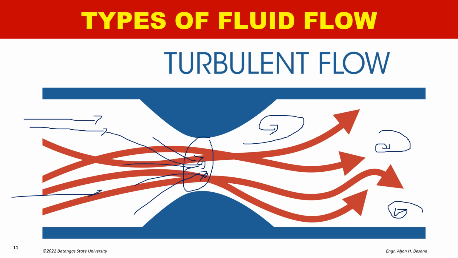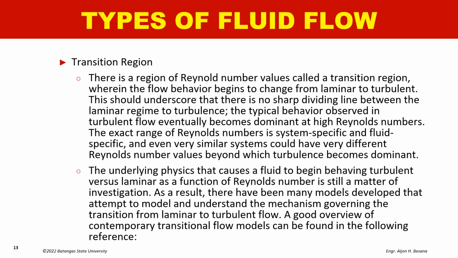And of course, on this part, there is a part where the change happens. All of this change happens at a certain point, and that is what we call the transition region. There is a region of Reynolds number values called the transition region, wherein the flow behavior begins to change from laminar to turbulent. This should underscore that there is no sharp dividing line between the laminar regime and turbulence.